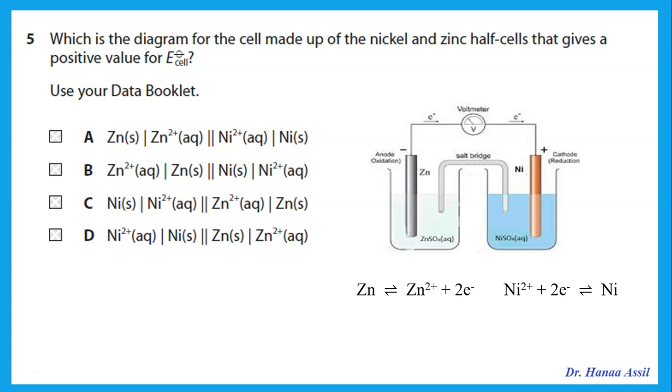So how do we write the diagram for this cell? We start with the oxidation part on the left. So what we have is oxidation of zinc to zinc 2+. And then we have a salt bridge, which is indicated by the double line. And then in the other half cell, what we have is the nickel 2+ being reduced to form nickel. So this is the cell diagram.